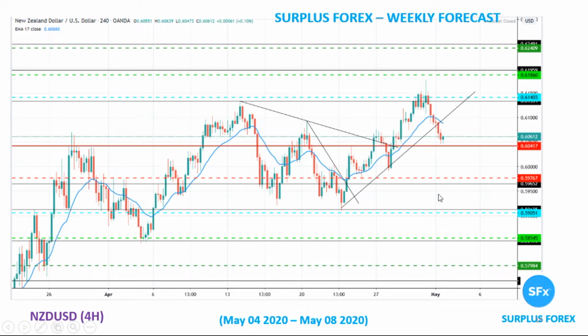On the reverse side, if it drops below the old support of 59.13, 59.15 and makes a test at 59.05, that will be my entry point, 59.05. 58.54 will be my first target, and the second target at 57.98. So I'm open both sides on Kiwi USD. I'm expecting it to rise further from here and continue the upward trend.